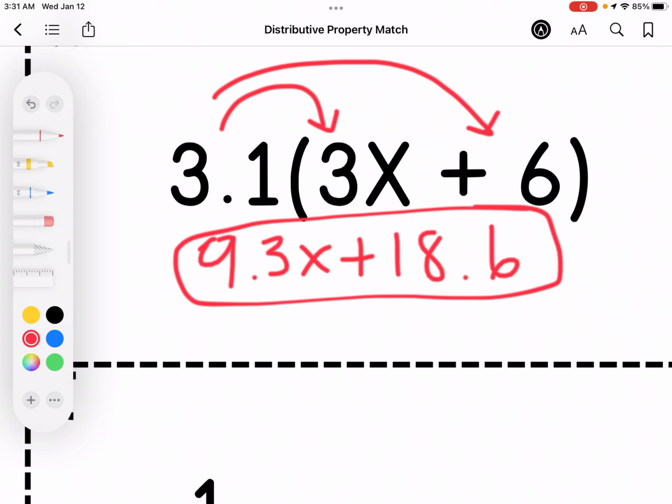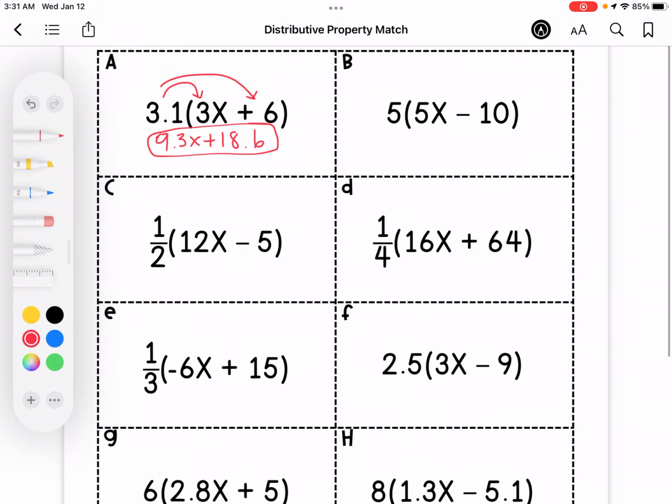So I have numbers that are by themselves. Those are called constants. And then I have numbers that have variables. I can't combine those. They're not like terms.